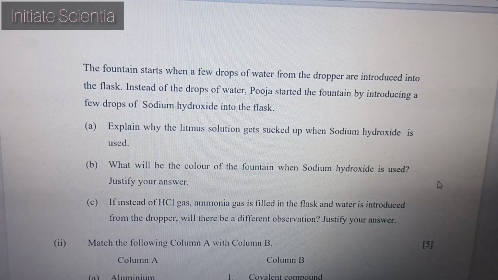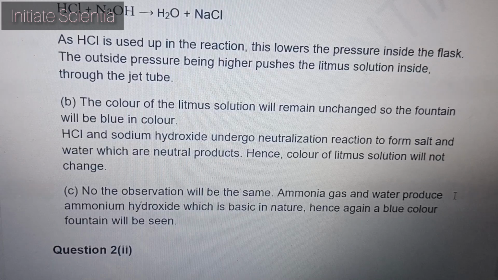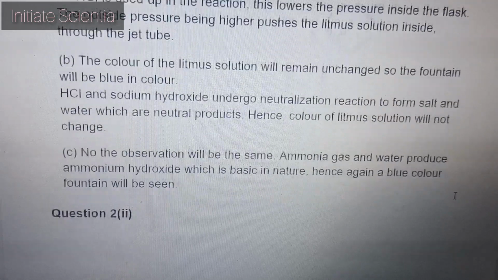If instead of HCl gas, ammonia gas is filled in the flask and water is introduced from the dropper, will there be a different observation? Justify your answer. No, the observation will be the same. Ammonia gas and water produce ammonium hydroxide, which is basic in nature. Hence, again, a blue color fountain will be seen.